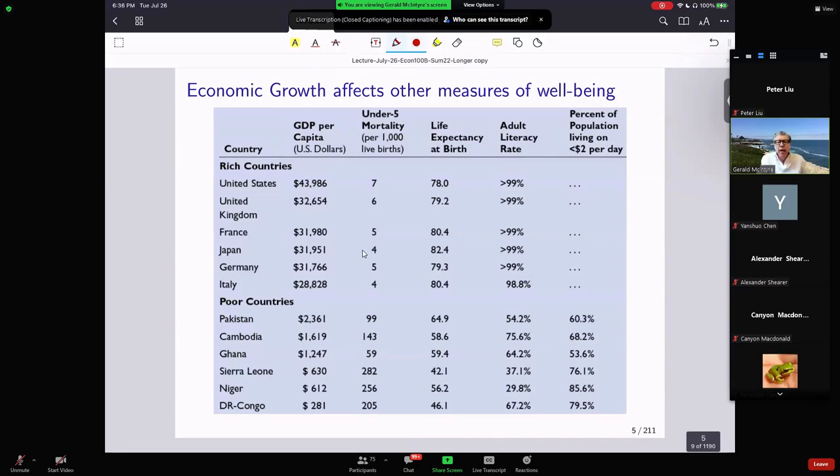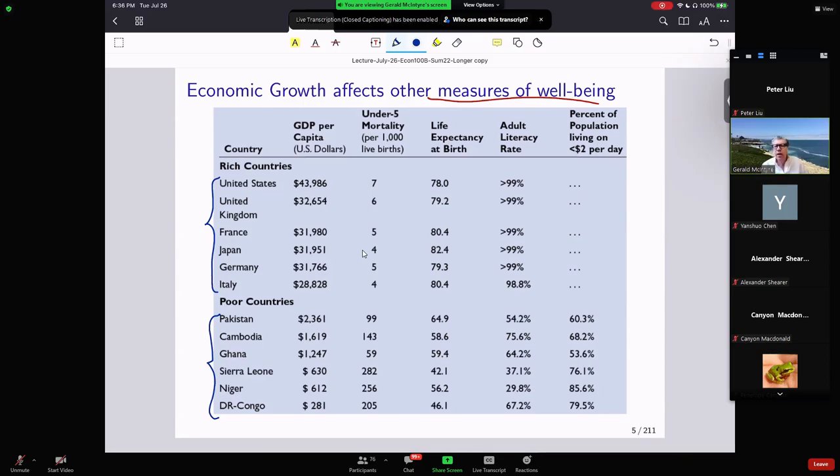So economic growth affects things besides income. Economic growth also affects other measures of well-being. It's not just about money. This is a chart developed by the World Bank a few years ago, I think 2012 or so. And so it lists a handful of selected rich countries, the United States, the UK, France, Italy, and a selection of representative poor countries, Pakistan, Cambodia, Sierra Leone, Niger, Congo.